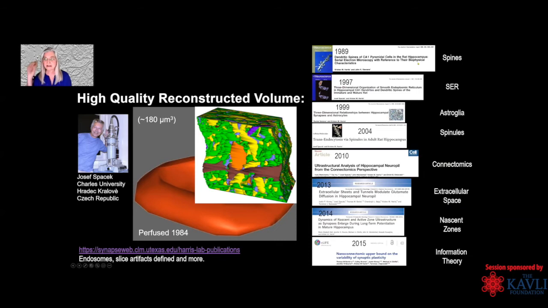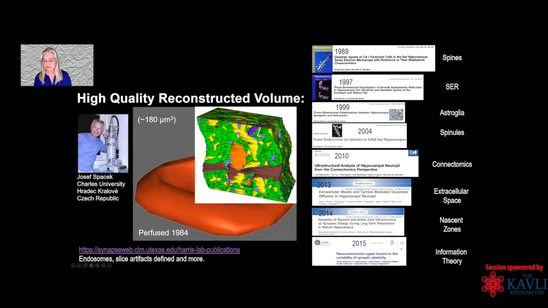actually a paper that's used a lot these days to model dendritic spines. We looked independently at the SER, at the astroglia, at spinules that are involved in transendocytosis. It was shared with Mieczyszlowski to develop one of the first ultrastructural analyses of the hippocampal neuropil from a connectomics perspective, to look at what determines where synapses are formed. We've studied the extracellular space in this volume. We've studied nascent zones in this volume and, of course, many other volumes. I'll tell you a little bit more about that story later.